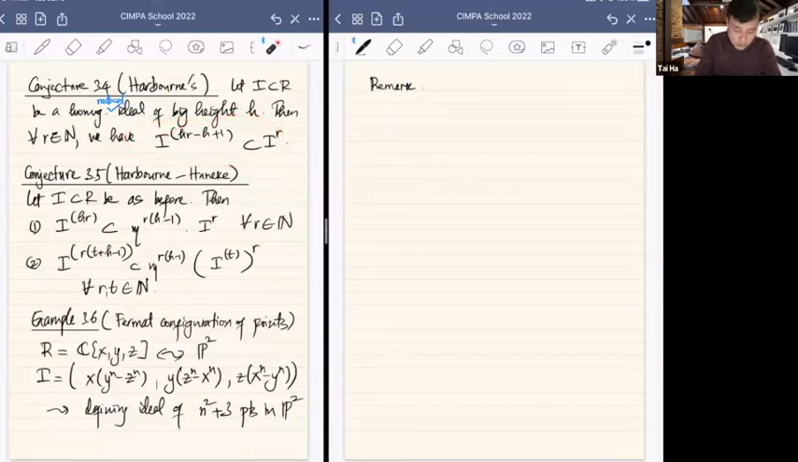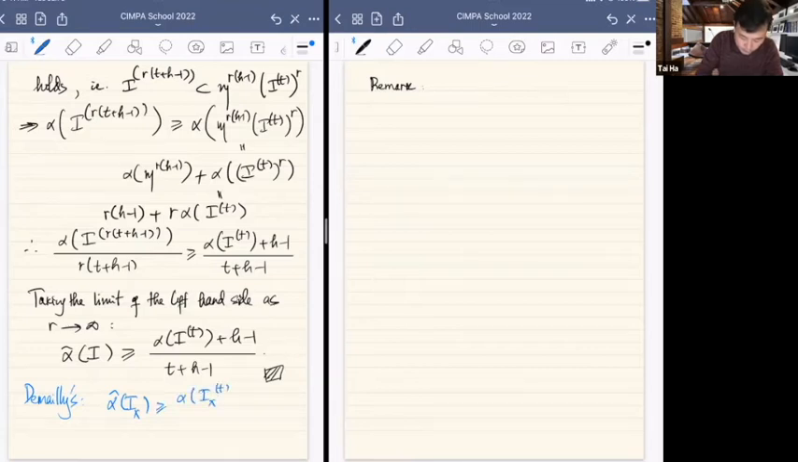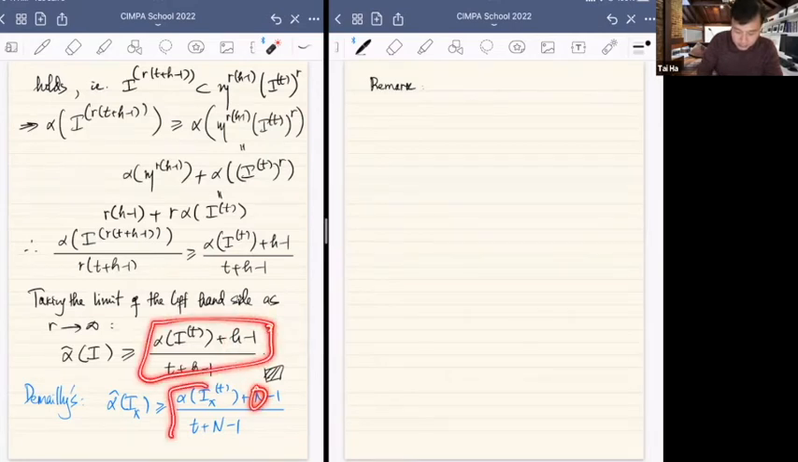However, if we somehow happen to know that this containment is true, then what I have just shown is that it would imply that the Chudnovsky and Demailly conjectures are true. So let me recall Demailly's conjecture here. Demailly's states exactly what this is saying: alpha hat of I of X is at least alpha of I of X to the power T plus N minus one, divided by T plus N minus one. And so for us, because we know that for an ideal of points, h is exactly N, this quantity is exactly the same as this quantity.